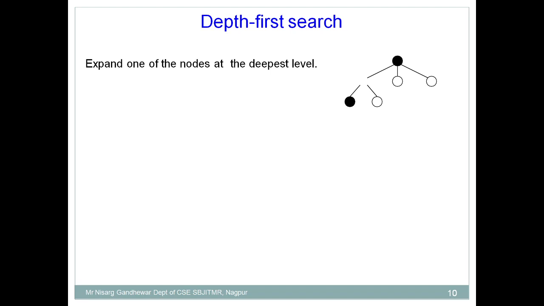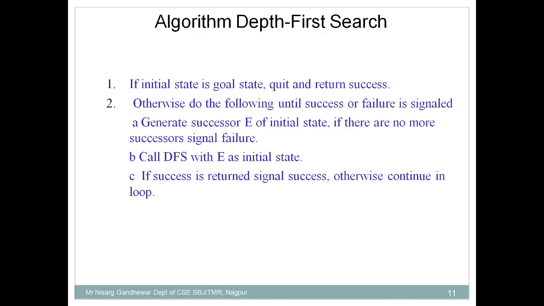This is the main difference between depth first search and breadth first search. Now let's try to understand the algorithm. If the initial state is a goal state, then you have to quit and return success. There is a possibility that whatever state you have selected can be a goal state.